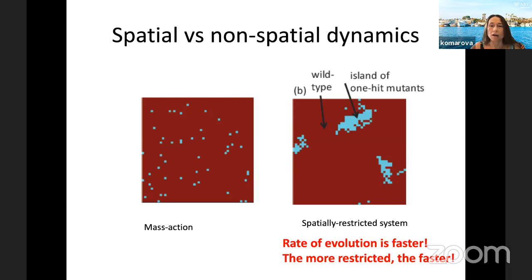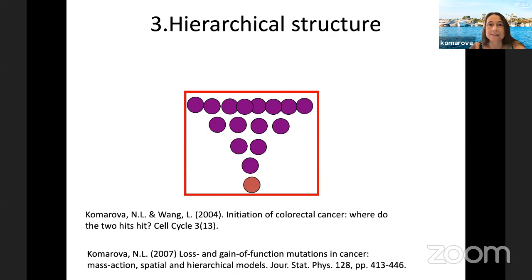Now, the third example is adding some more realism. It's a hierarchical structure. You know that in tissues, cells are not all the same. And this is the simplest representation of what may happen in tissues. A stem cell sits at the bottom, right? And when it divides, it can differentiate, become more like a working cell.